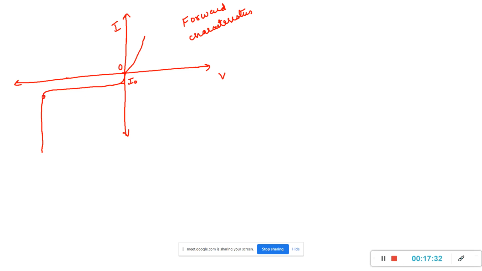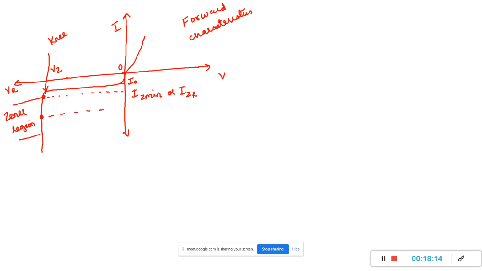Okay, at this point it is known as IZ min, or it is also known as IZK. This point, as we all know, it is known as knee. Okay, so this is VR, and this point VZ, breakdown voltage, reverse breakdown voltage of the Zener diode. Here this particular point is known as Zener region.